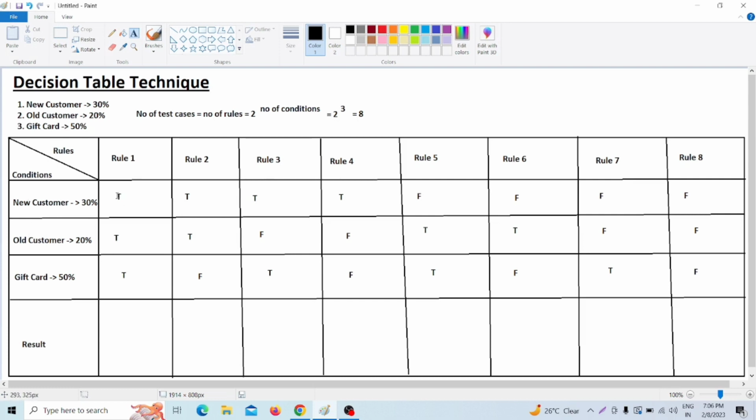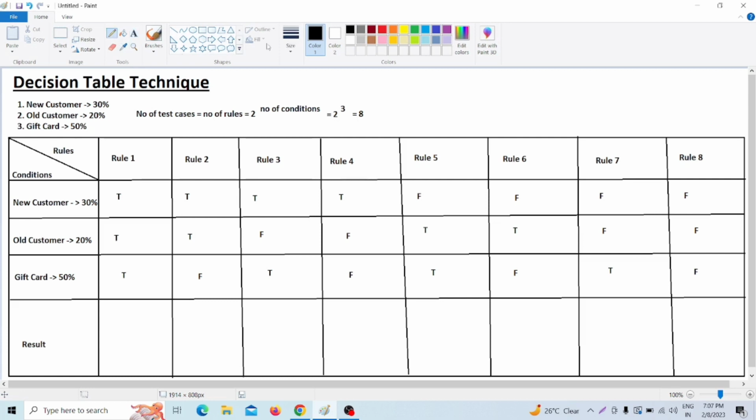So new customer, true. Old customer, true. That means here we are getting a false, negative value. Because suppose I am the customer, if I joined any company as a new customer, then I cannot be the old customer. Because I am the new customer. Newly I have joined. So new customer true, old customer true? No. This is not correct.